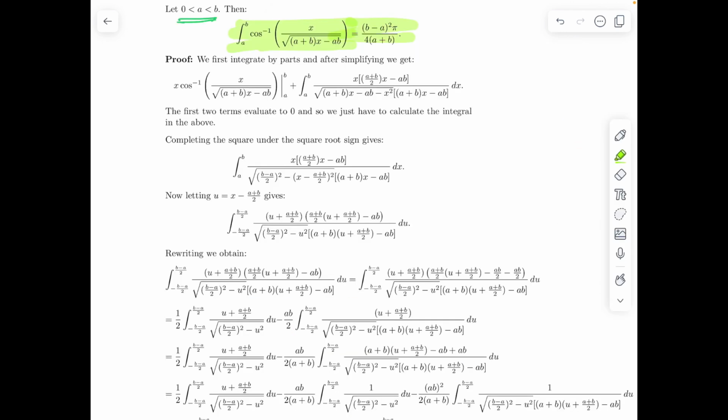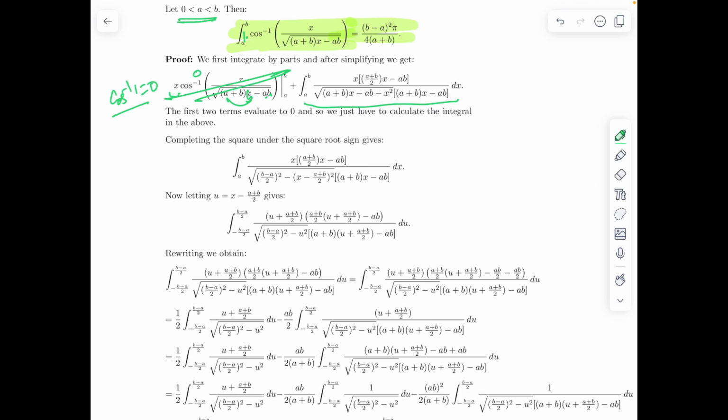For b strictly more than a, and both are strictly positive, right? So we first integrate this by parts. We'll take 1 as the first function, so we'll get x times this plus this integral. And now if I put the value of b, you can see ab will get cancelled, so we'll have just b by b, which goes to cos inverse 1, and cos inverse 1 is 0. Similarly at a, so this term directly goes to 0, right?